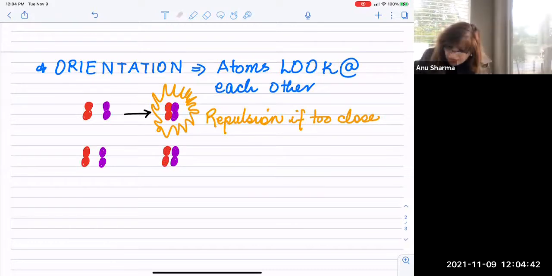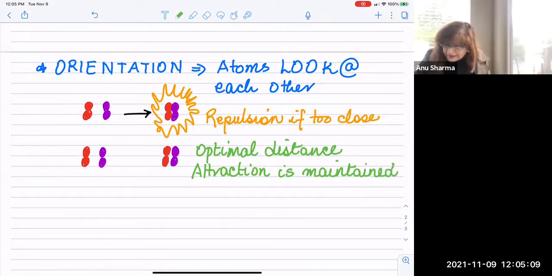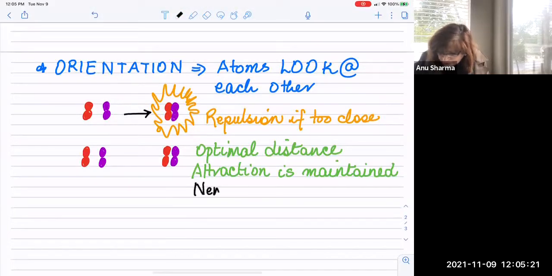Let me make it a little bit closer. So here that is just the right distance. They are at the optimal distance, and at the optimal distance, the attraction is maintained. That optimal distance is actually called a bond length, when they form the new bond. So the attraction is maintained, and then the new bonds are formed.